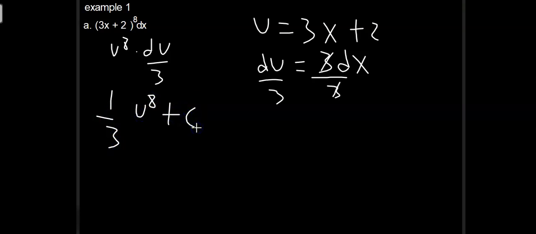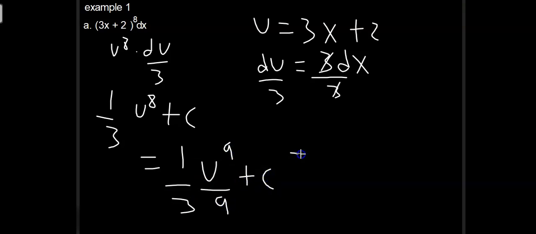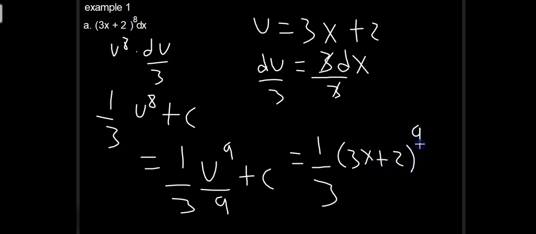So now I just want to integrate this part. When I integrate it, this whole thing will be 1 over 3 times u to the 9, because that's adding 1, and then the whole over 9 plus c. So now I'm going to write 3x plus 2 instead of u. So I'm going to say 1 over 3 times the whole 3x plus 2 to the power of 9 over 9, plus c.